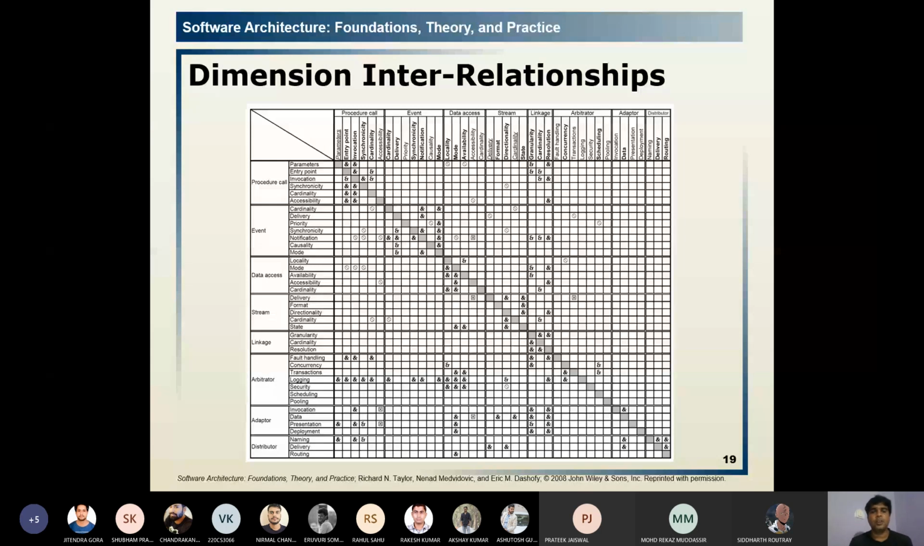Okay. See, also in the top, you can find the procedure call, event, data access, stream, linkage, arbitrator, adapter, and distributor. Their dimensions are also mentioned. First, you check in the first box of the matrix, parameter of the procedure call and parameter of the procedure call. Obviously, they will be composed. No need of any connections between them. Already they are the same connector. If you check the entry point and parameters, it has no symbol. You can find that, the entry point and the parameters. If you check, there is an ampersand symbol. Means it is allowed to connect.